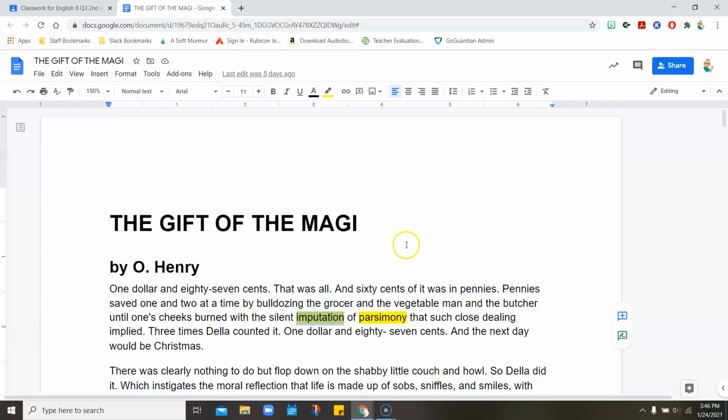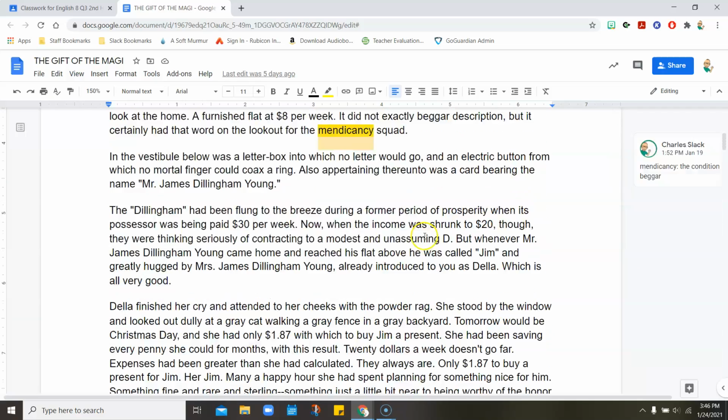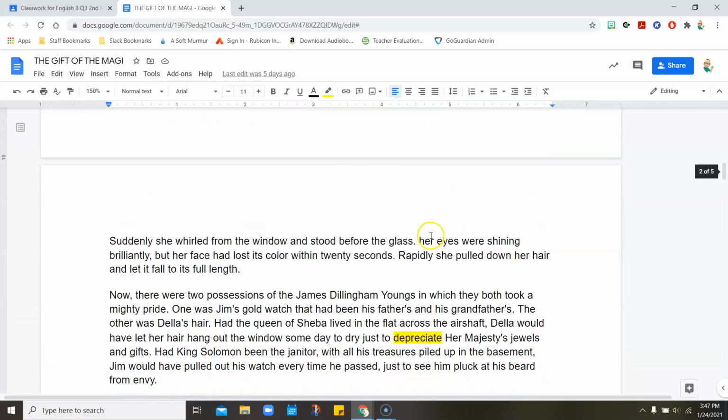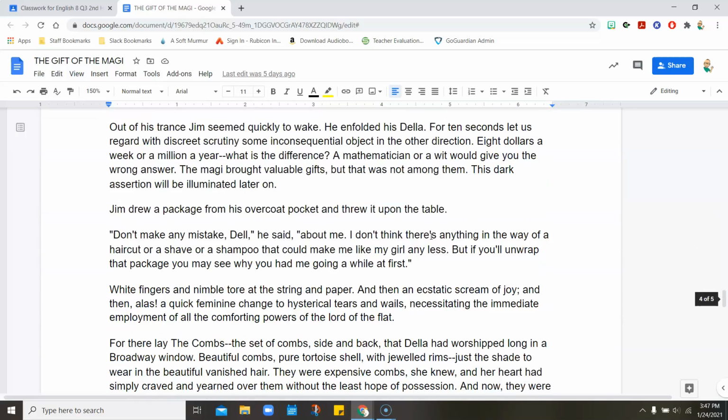This is actually a very popular story. This has been around for many, many years. It's been read by most people that go through English classes in middle school. So it's a good story. It's a story that I'm not going to read to you, but we are going to talk about it.